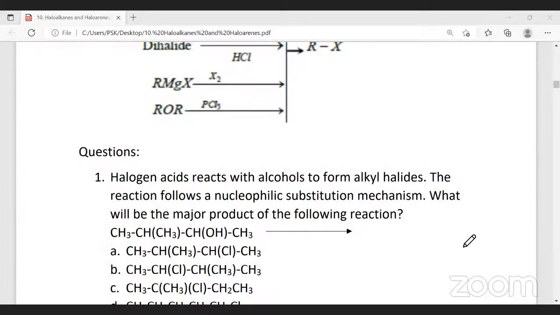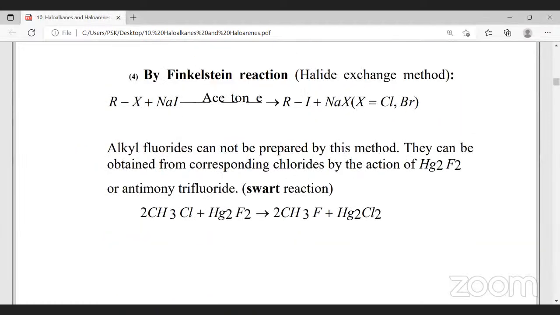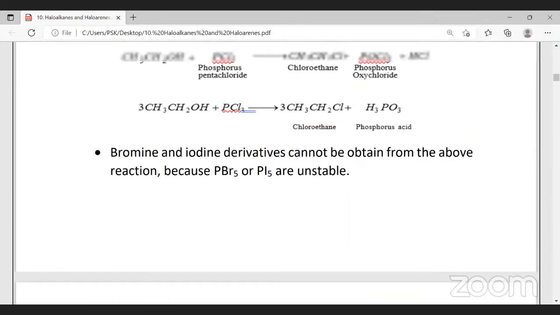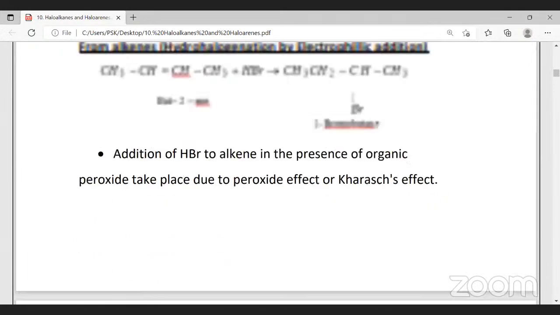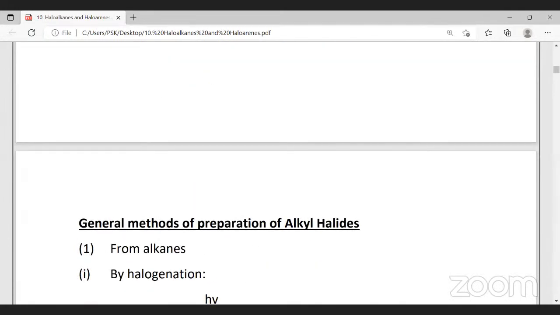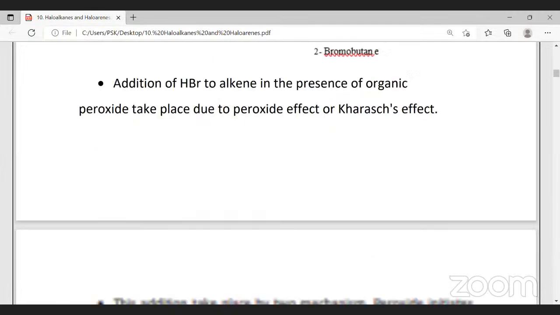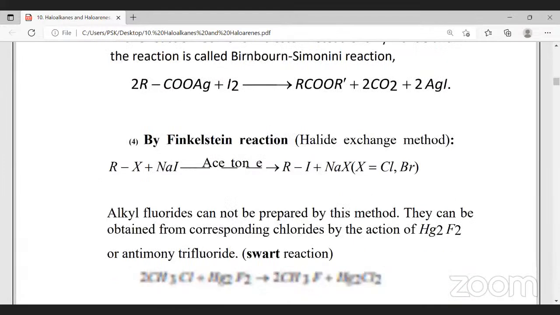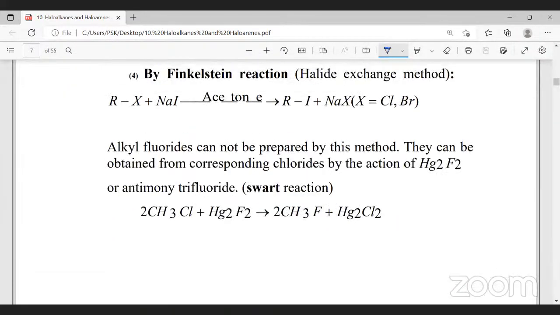All right, we'll continue. Last class, we learned in organic chemistry some of the methods of preparing haloalkanes. We never learned the chemical properties. We learned the preparation of haloalkanes. So many methods we learned, like the preparation from alkanes, second from alkenes, third from alcohols, fourth, this is the halogen exchange method.